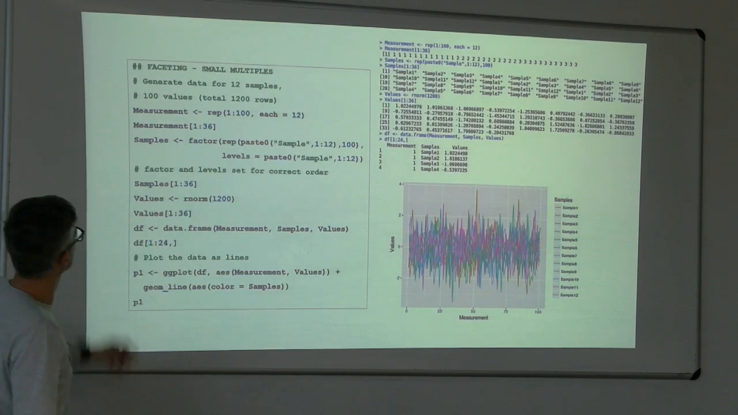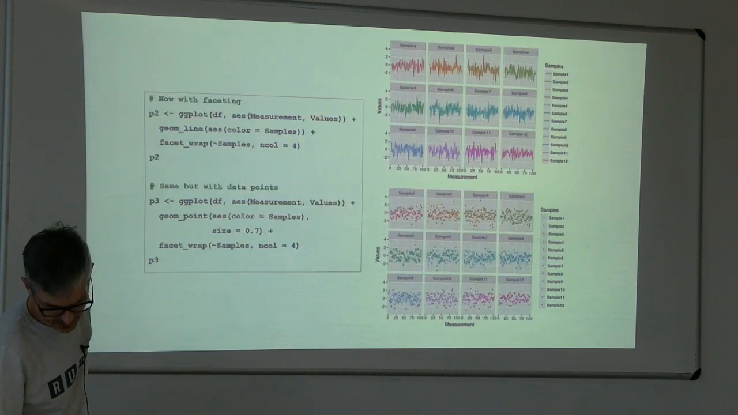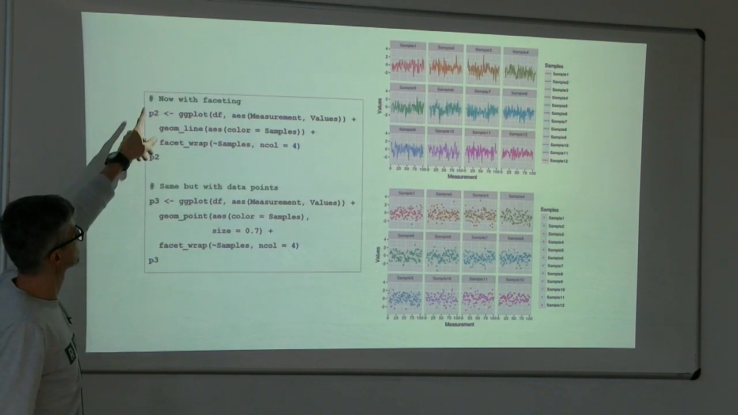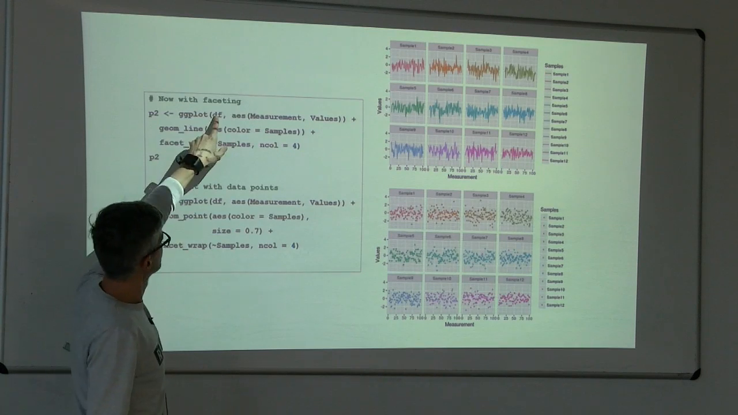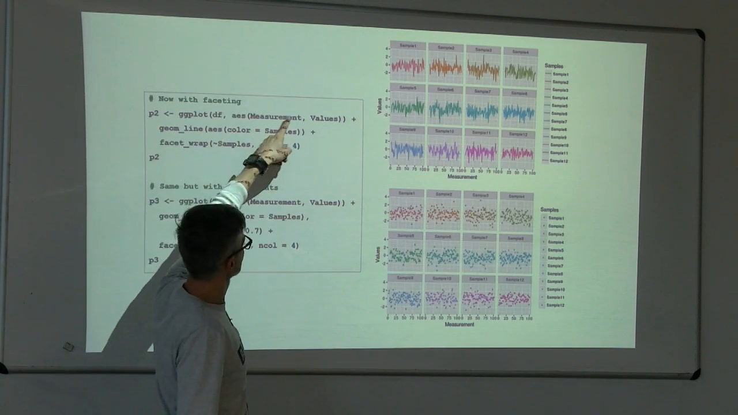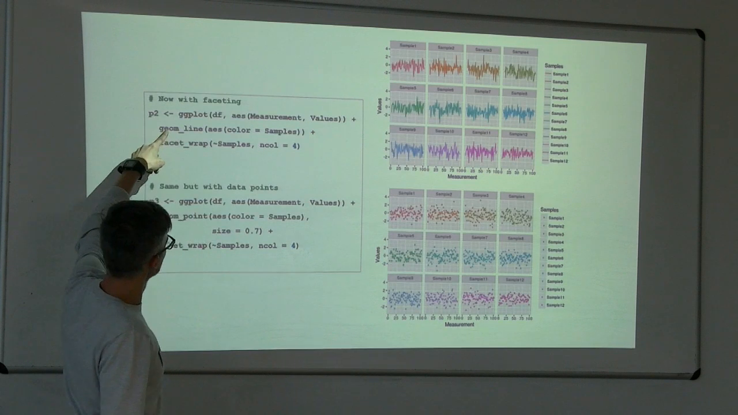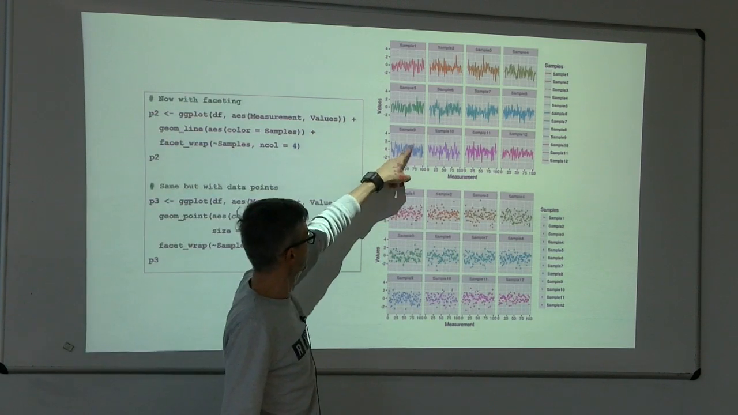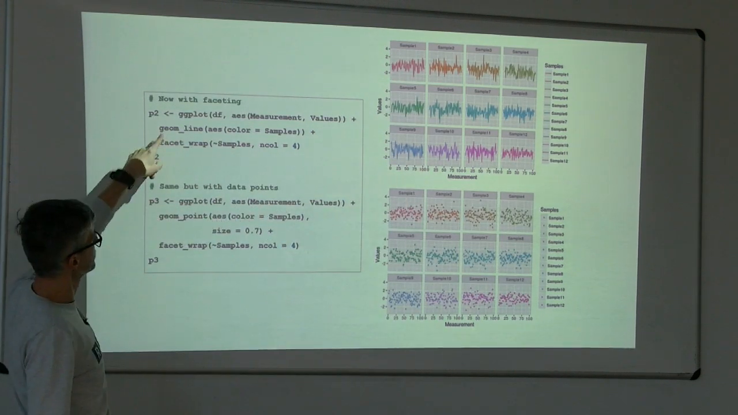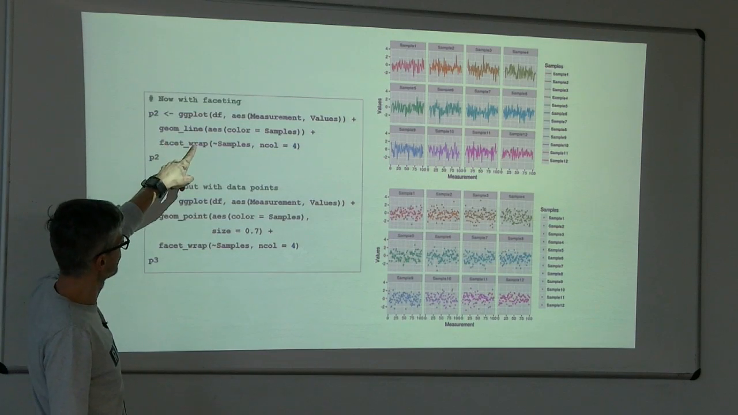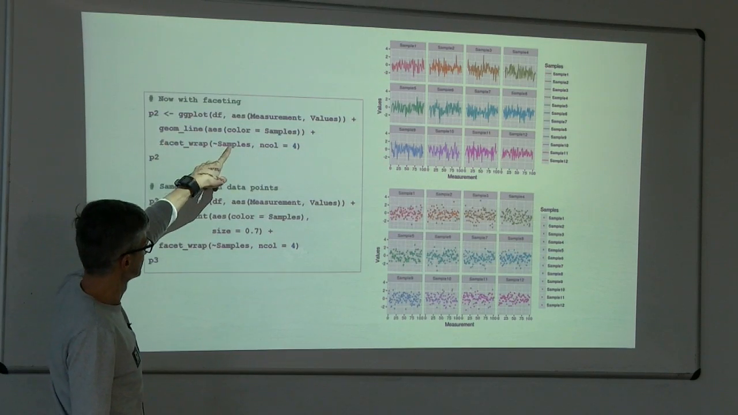So in this case here, we just generate some data to use. And then this is actually how we use the faceting technique. We use the data frame, we use measurement and values, we use the geom_line because this is a line that we want to plot. And then you can immediately use the facet_wrap on the samples.